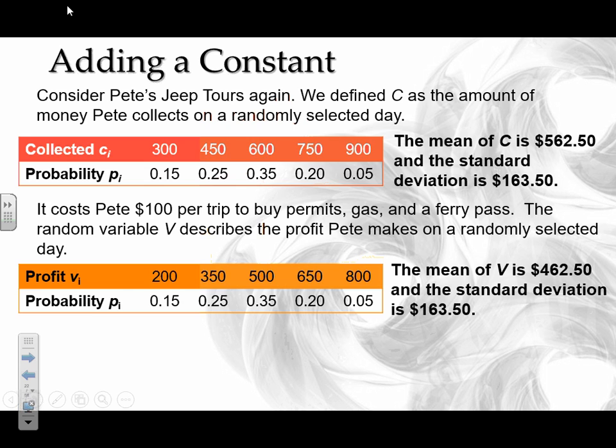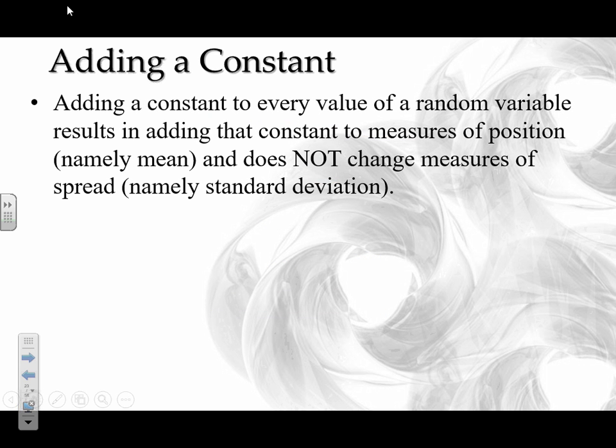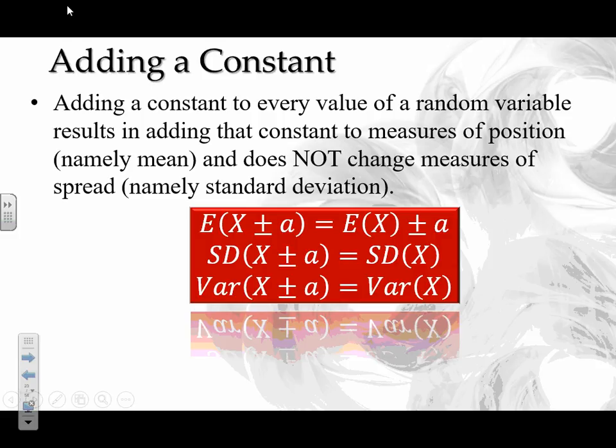So when we add or subtract, this leads us to our next set of rules. When we add or subtract, the mean changes by the exact same amount as each individual value. So whatever we added or subtracted from the variable, we add or subtract from the mean. But standard deviation stays the same. So get those formulas written down here, and then we'll discuss what they mean.